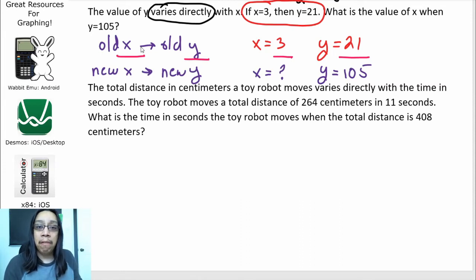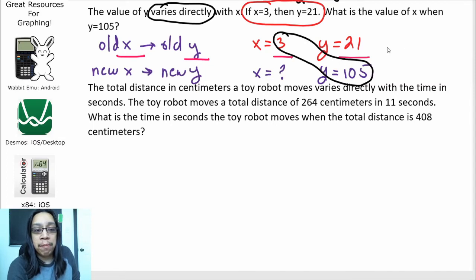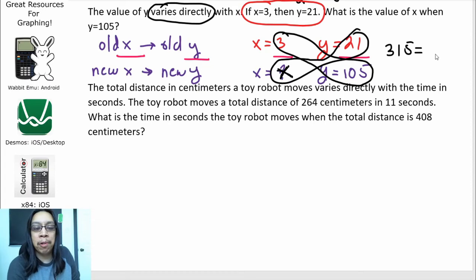The only thing you have to just look out for is, what are my old numbers and which of the new numbers did they give me in this problem? So now, how do we actually solve this problem? Well, the proportion is going to be 3 times 105, which is going to be 315, equals 21 times the missing value, which in this case I'm just going to say is not a question mark. I'm going to say it's going to be x, just to make the math a little bit more easy to understand.